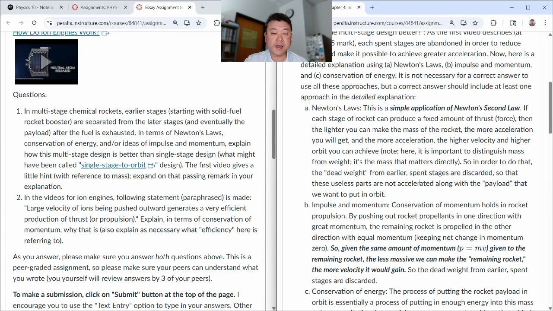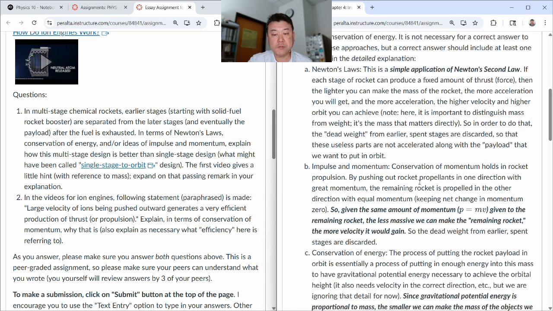So in order to do that, I did use the word dead weight. The dead weight from earlier spent stages are discarded so that these useless parts are not accelerated along with the payload that we want to put in orbit.